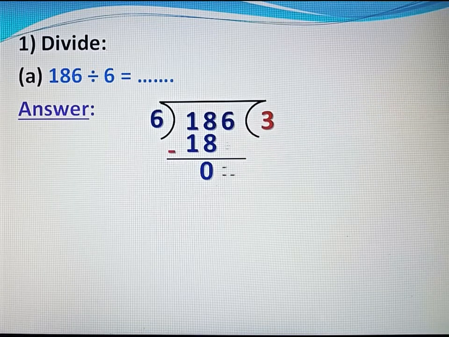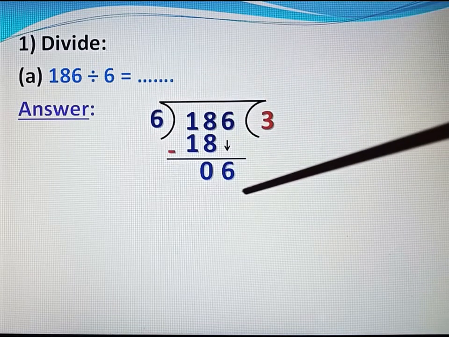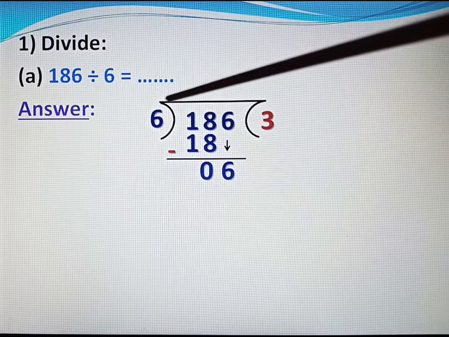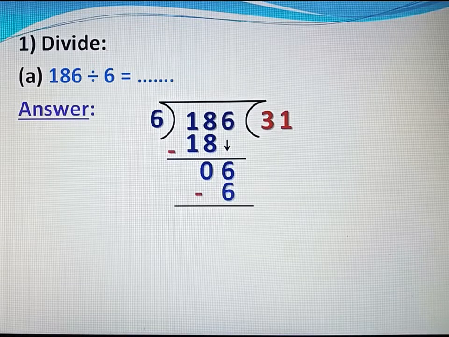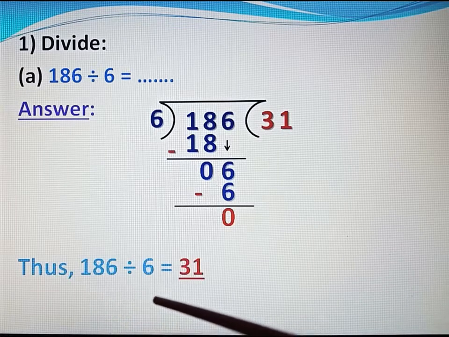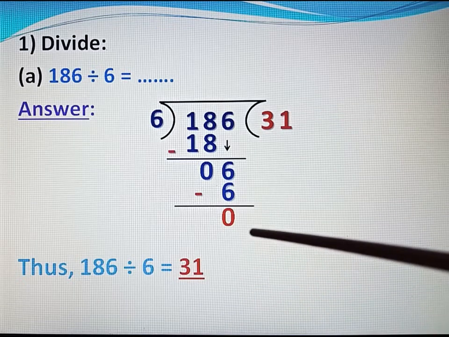Right here 6. Now again we will multiply 6 by that number so that it is equal to 6 or less than 6. It should not be greater than 6. So we will multiply 6 by 1. 6 1 are 6 and then we will do subtraction. 6 minus 6 0. Thus 186 divide 6 equal 31. 31 is the quotient and 0 is the remainder.